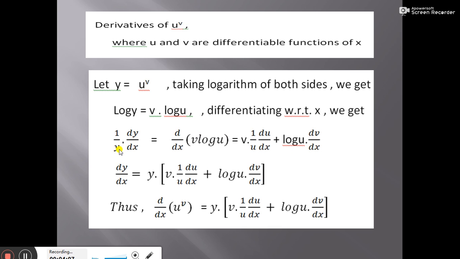And now this y we have to take to the right hand side. Therefore dy by dx is equal to y into (v into 1 by u du by dx plus log u into dv by dx). Then substitute the value of y, that is u raised to the power v. We get the formula: the derivative of u power v is equal to u power v into (v by u du by dx plus log u into dv by dx).